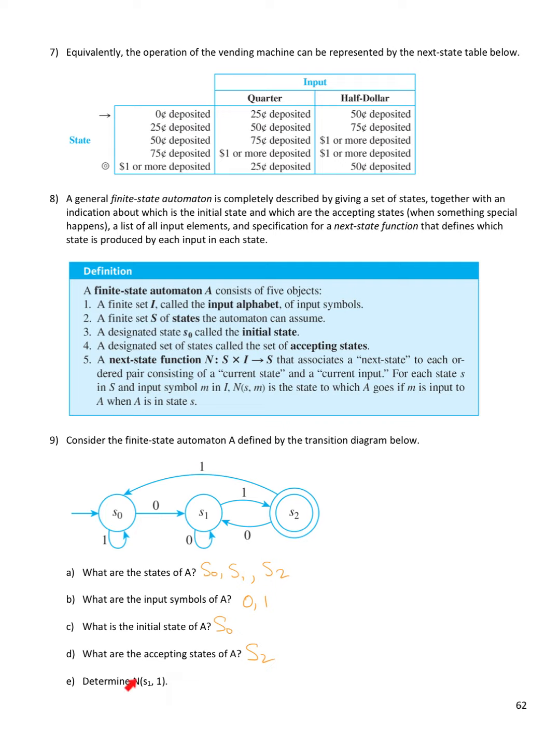It's saying find the next state if you're at state 1 and you get an input of 1. So if we're at state 1 and we get an input of 1, that means you follow the arrow with a 1 on it, and you land at state 2.